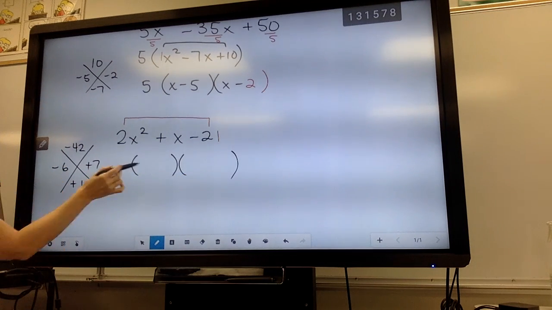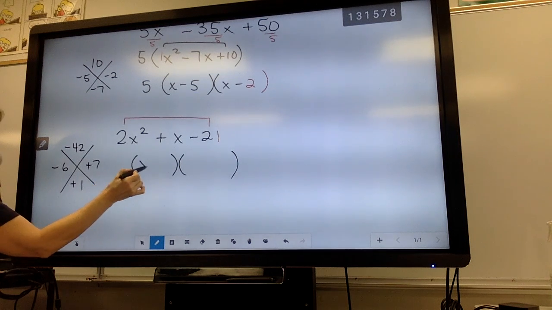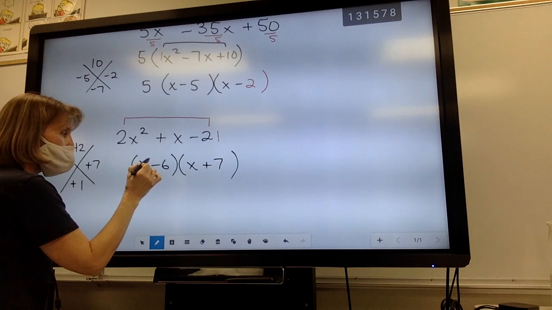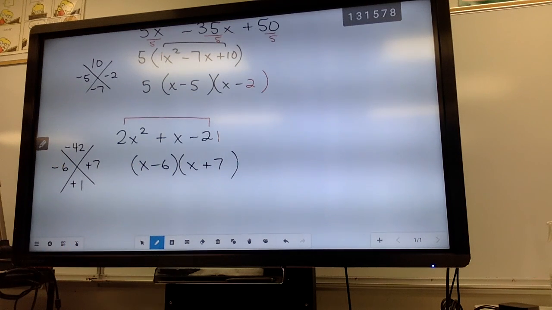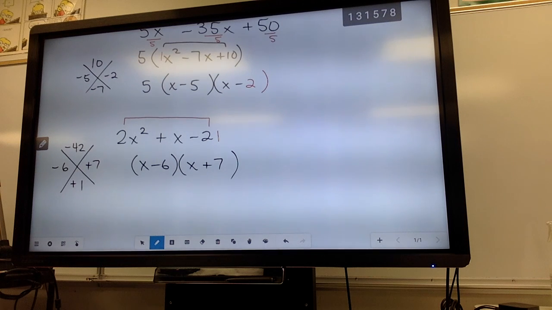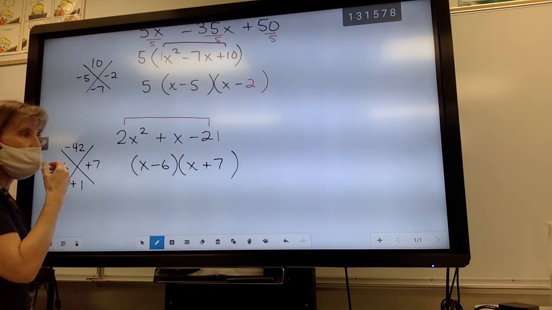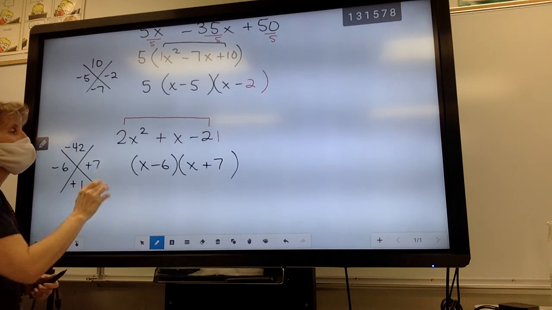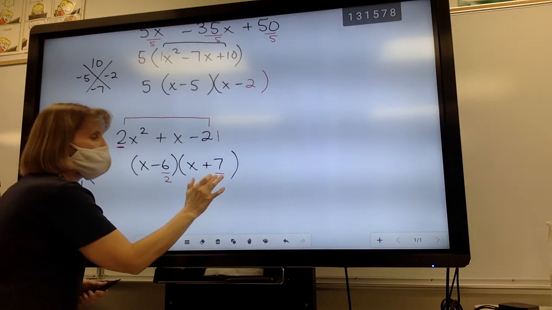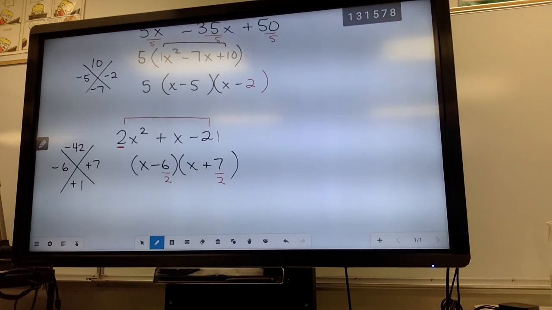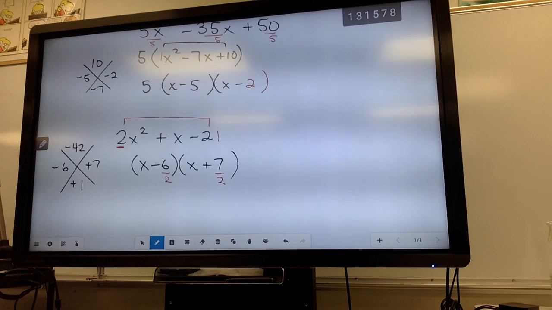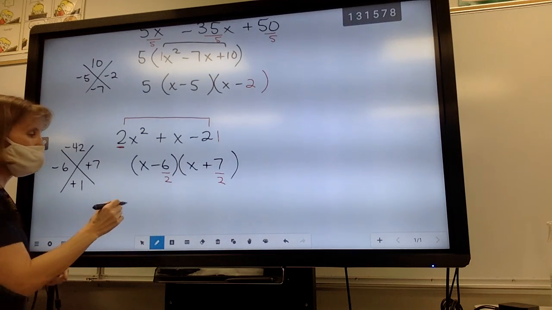Okay, so we take our 2 binomials. It's going to be x minus 6, x plus 7 is how I start. This is not your answer yet. That's how you start it. And what do I have to divide by? We go back to that leading coefficient and we divide the numbers by the leading coefficient. This is where you get the divide and the slide part. We haven't had to slide yet because everything has been divisible by 1.